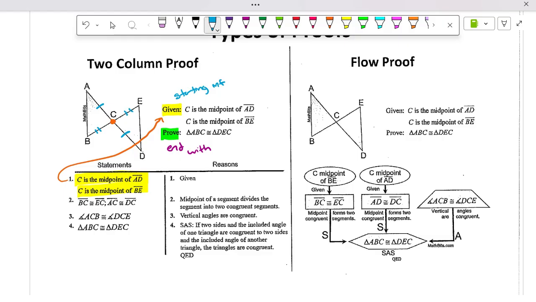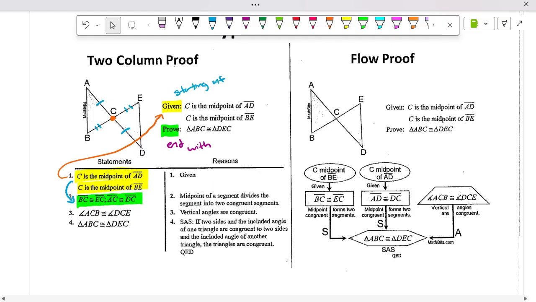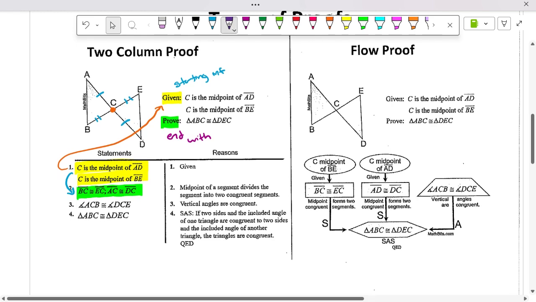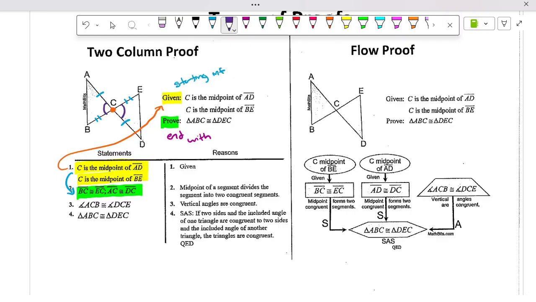And that's what they said right here. They said that BC is congruent to EC and AC is congruent to DC. Because they said, okay, if we know that these are midpoints, that means we can say that. Why? Because that's the definition of a midpoint. Now, they then said that angle ACB, so this angle right here, and DCE are congruent. Why does it make sense that without any other information they can say that it's congruent?